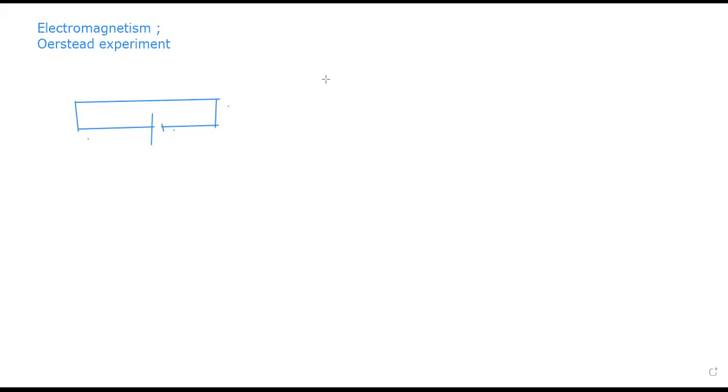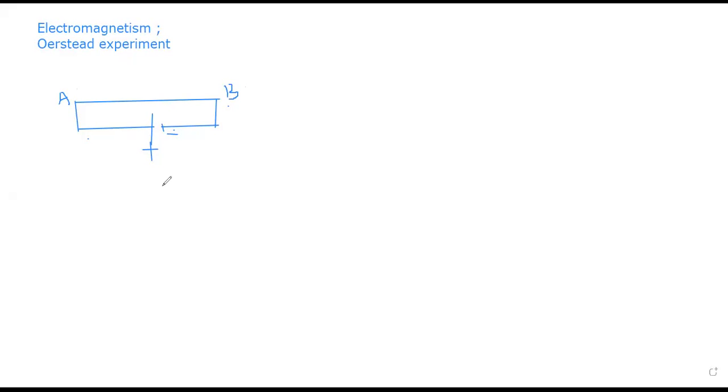So this is a conductor. This is the positive terminal, so we'll write a plus, and this is the negative terminal of the battery. This end of the long conductor we'll write as A, and this end is B. So this AB conductor is connected to the battery between two terminals here. Once you connect this and current flows, instead of current, I can say the charges.